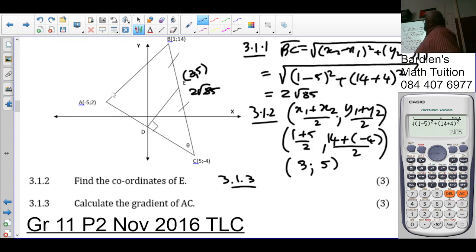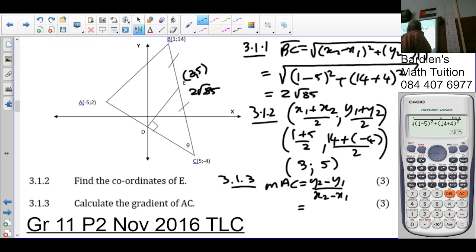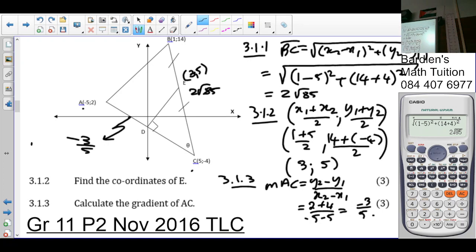So the gradient of AC, how do you work out the gradient? y2 minus y1 over x2 minus x1. So AC is going to be 2 minus -4, I'm using these 2 points, and then 3 minus 5... so that gives me 6 over -10, which is -3 over 5. Do you all agree with that?